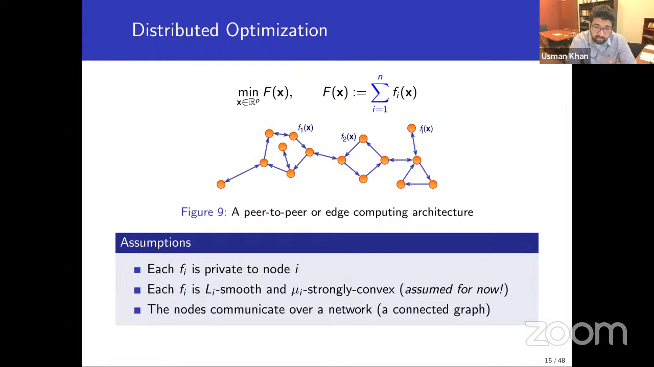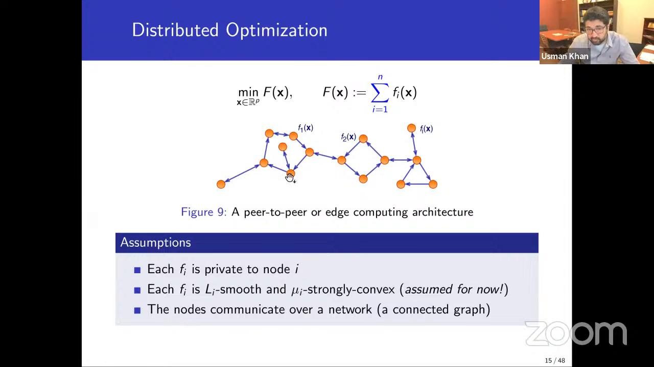If you go back to my initial example, you will remember that this Fi in a machine learning context is actually a loss function, which is a function of our model, that is, how we predict a label based upon our features or images. So this function Fi is a function of all the local images that each node may have. And these images, the data that each node has, are private to node i. We assume that these functions are Li smooth and mu i strongly convex. So smooth and strongly convex, assume for now, we'll relax later.